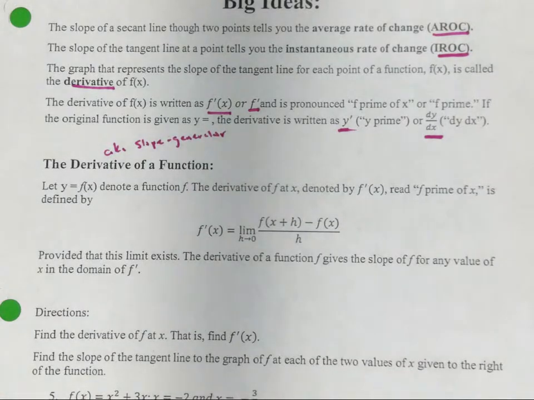So you really want to know what a derivative is. It's a slope generator. It's the slope of the tangent line at that instant, that moment. That's your IROC, instantaneous rate of change. Average rate of change is over an interval. Instantaneous is at that moment, okay? The slope of the tangent line at that moment, okay?